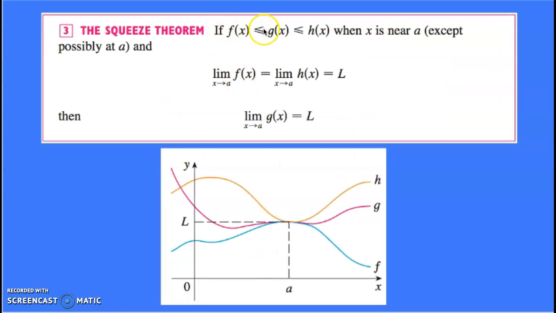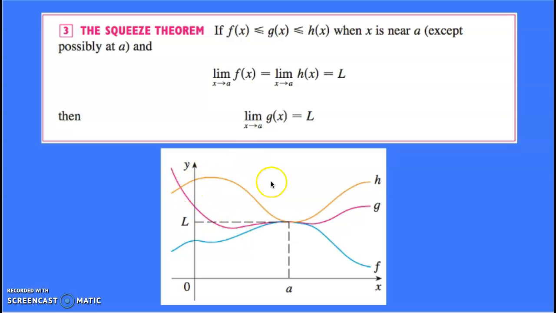The squeeze theorem. So if f of x is less than or equal to g of x, which is less than or equal to h of x when x is near a, except possibly at a, and the limit at a for f equals the limit at a for h, if those are equal, then the limit of g at a must also be the same as the limit of f and h at a.